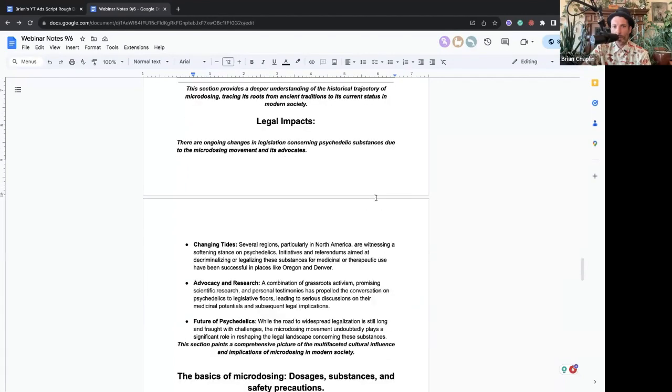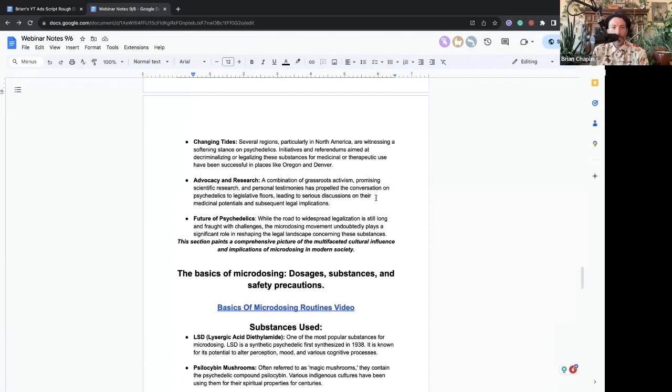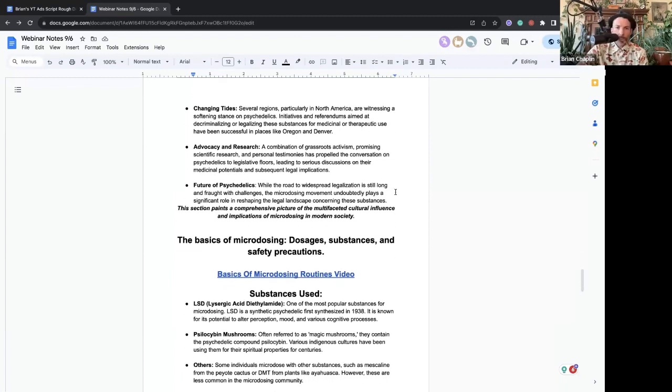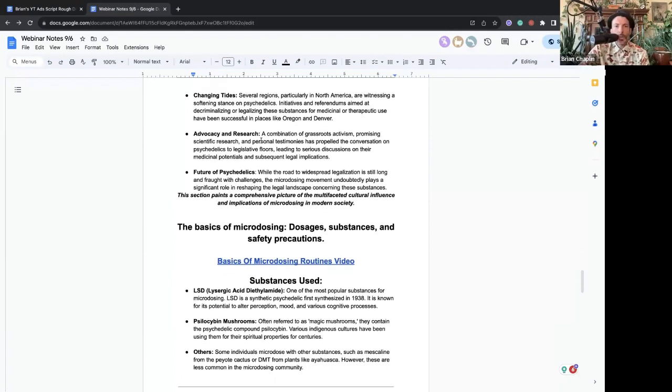Legal impacts, changing tides, advocacy and research, future of psychedelics. I'm not going to go into that too much. You can, again, review these notes. Several regions in North America: California, Oregon, Washington, Michigan, Massachusetts, DC, Colorado. There's probably a few others that I'm forgetting there.